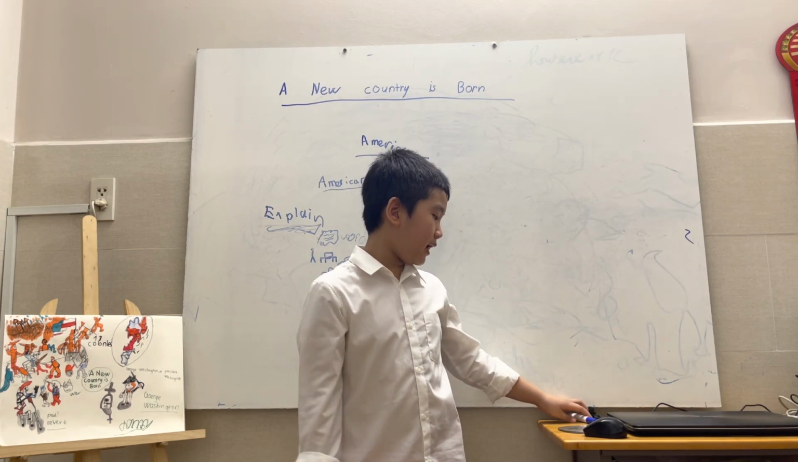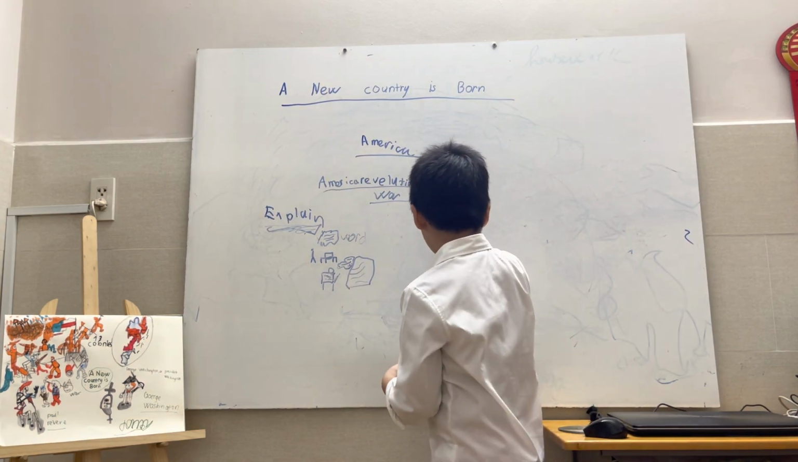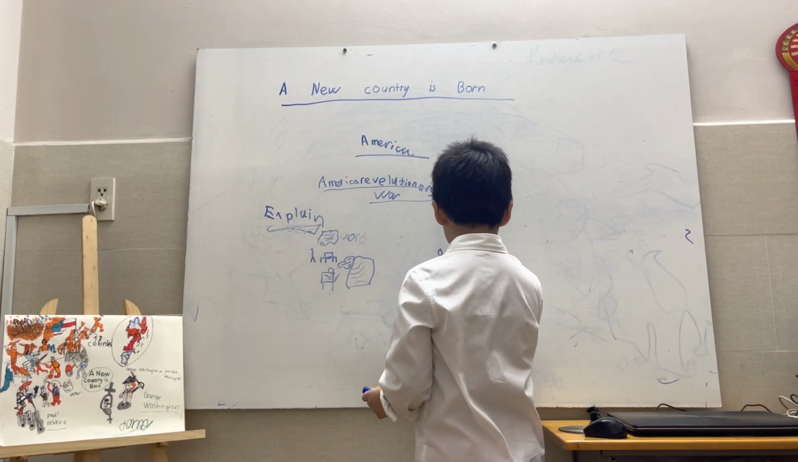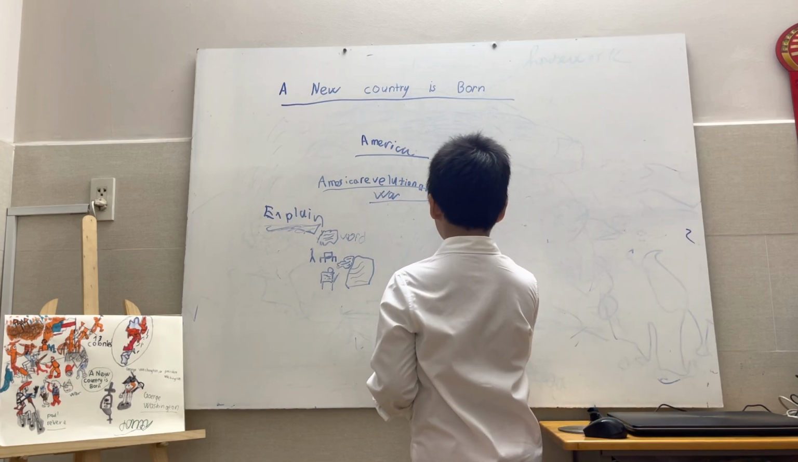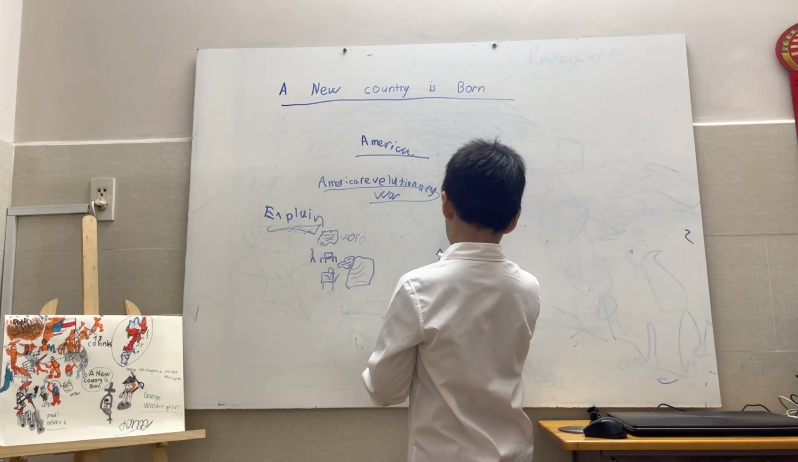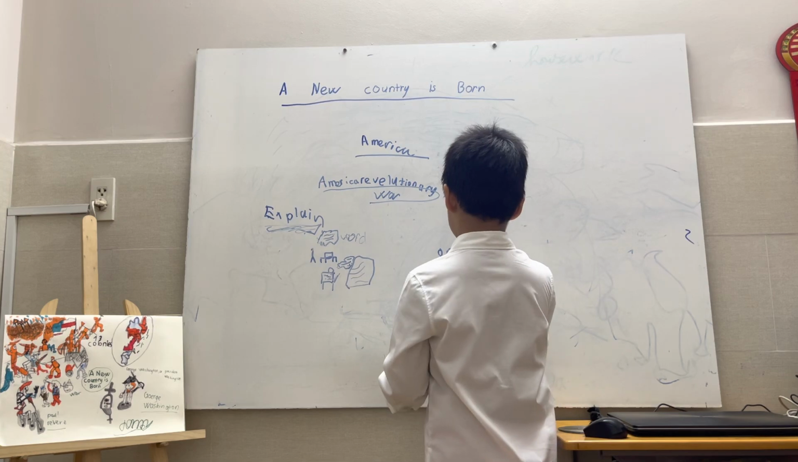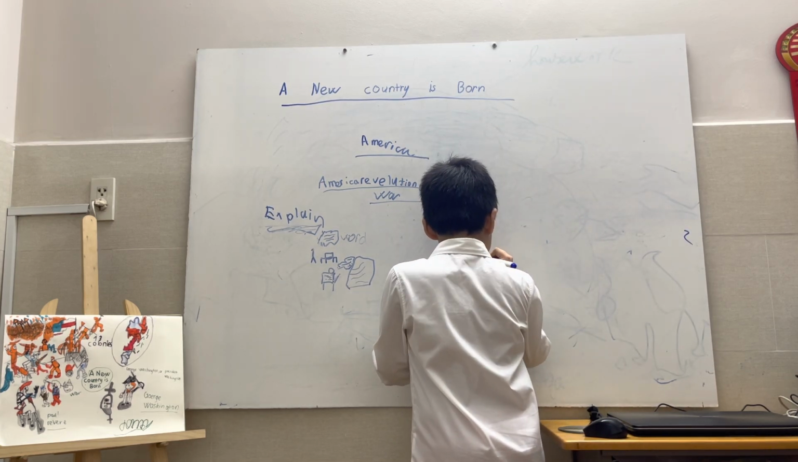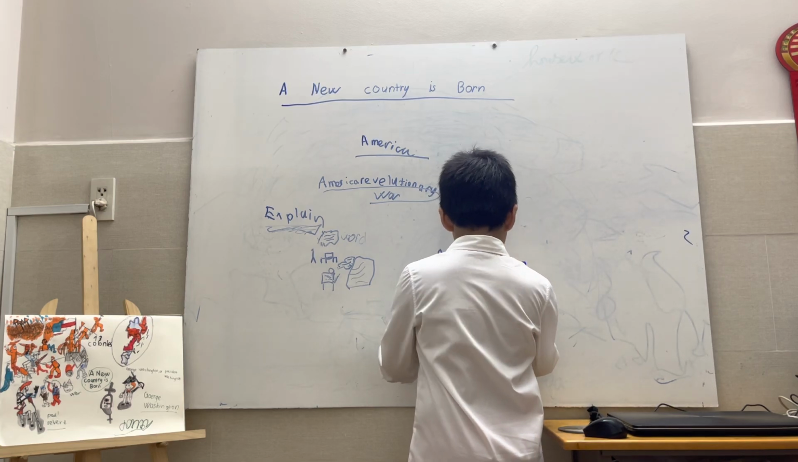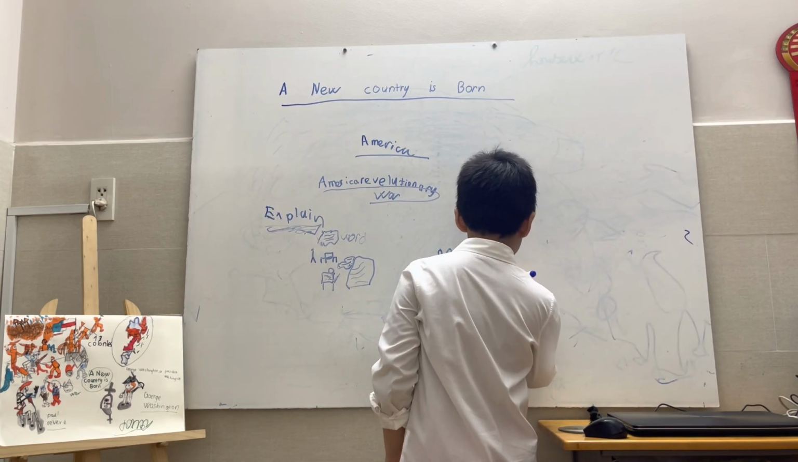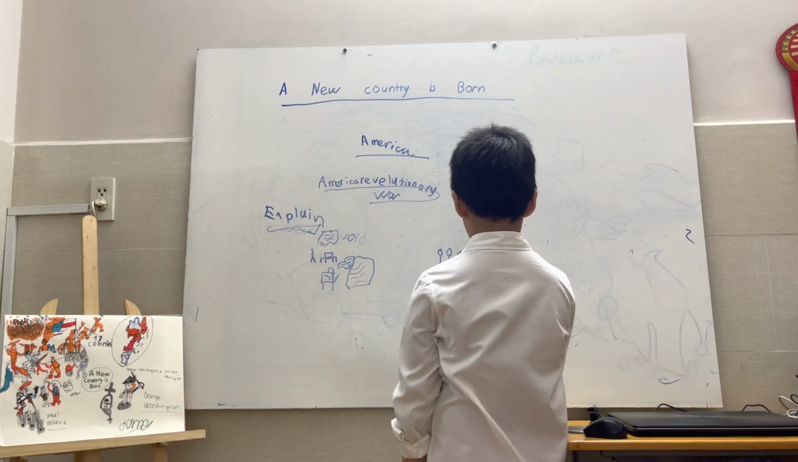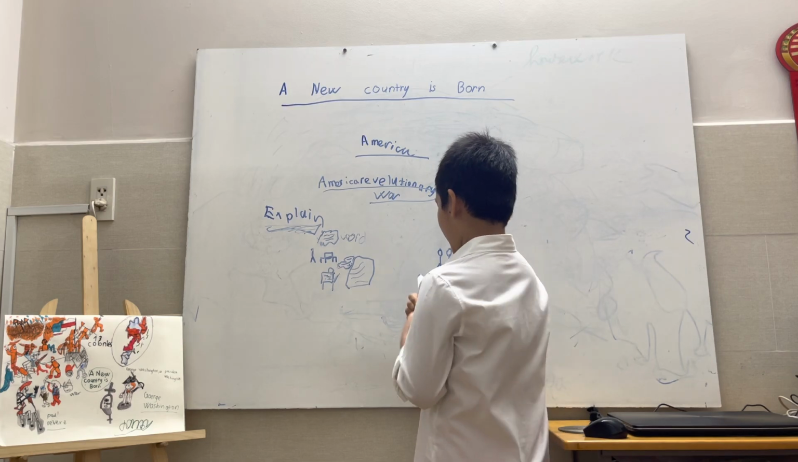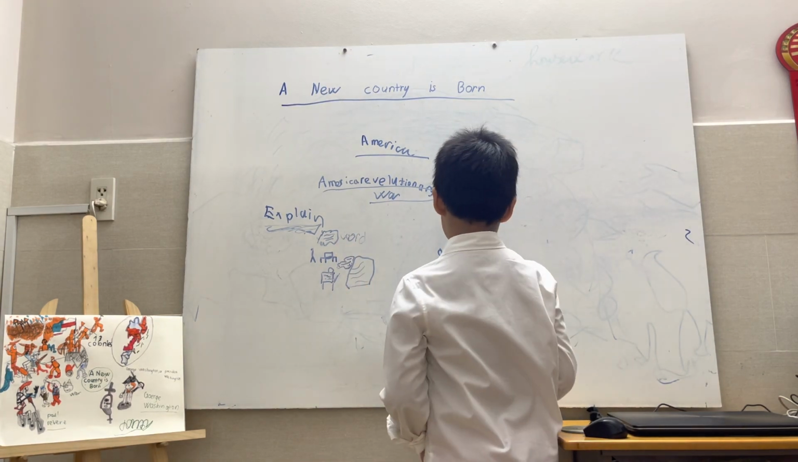So maybe in your class there are hundreds of people. Hundreds and hundreds. Imagine in your class there are 10 people. 1, 2, 3, 4, 5, 6, 7, 8, 9, 10. Okay? Imagine there are 10 people in your class.